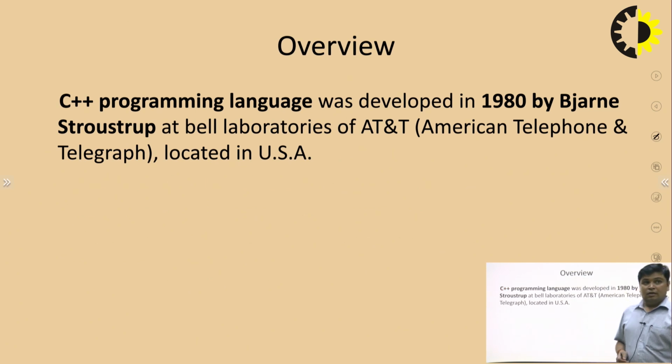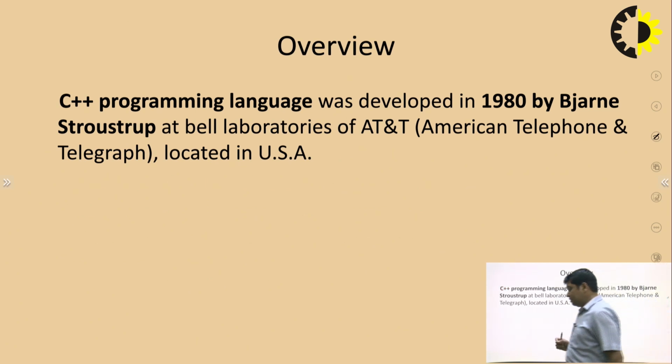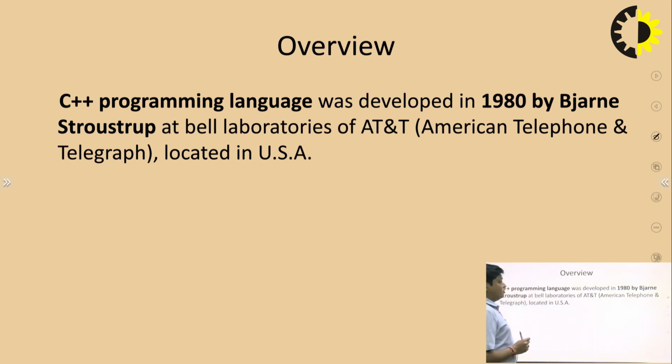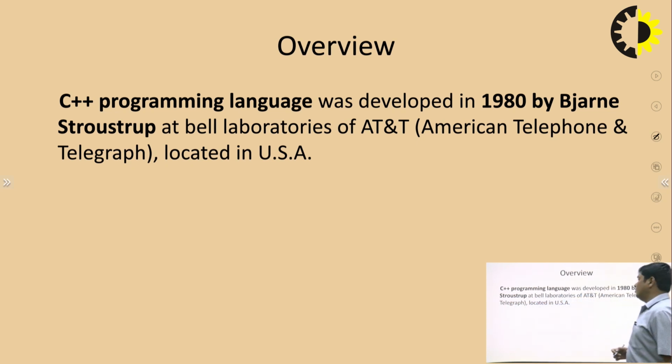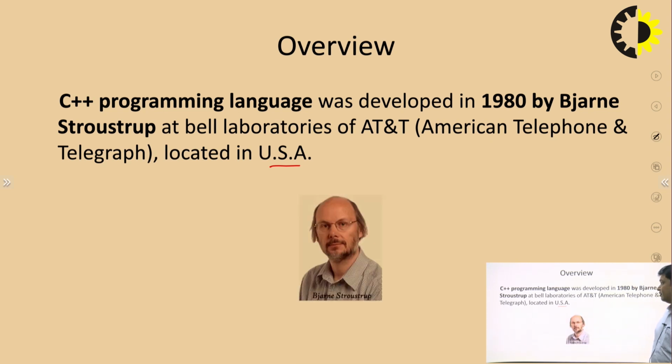Now if we talk about C++, basically it is a programming language, an object oriented programming language, which was developed in 1980 by Bjarne Stroustrup at the Bell Laboratory of AT&T Labs. AT&T means American Telephone and Telegraph Lab in USA. This is the image of the scientist who developed the C++ programming language.